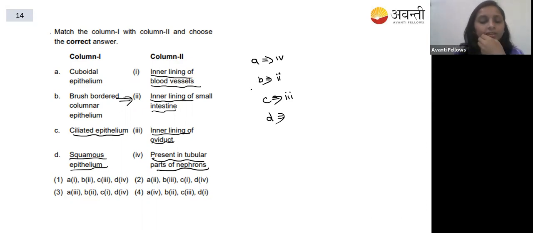Okay. So the squamous epithelium will be very thin. So that helps in the absorption. Okay. So for option D, the correct answer is 1. Okay. So that is the reason the correct answer is 4th.